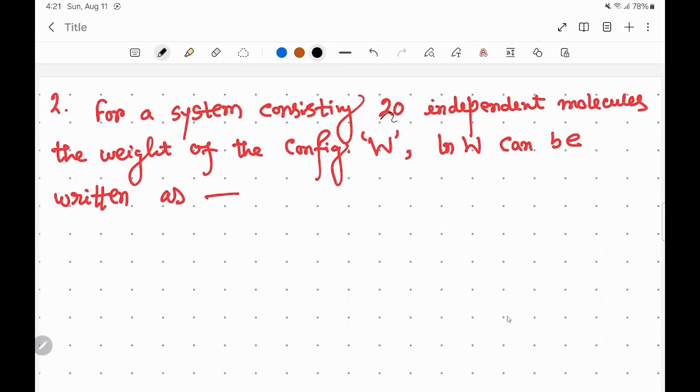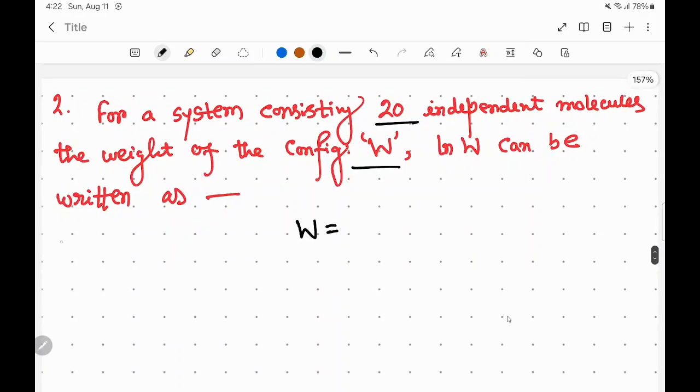So 20 independent molecules are there. So what will be the weight of the configuration? But the sum over N_i is not given. No, 20 is the number of molecules. The number of independent molecules is 20 and the weight of the configuration is W, but you know how to calculate W, right? How to calculate W? That is N factorial divided by the product over i of N_i factorial. This is the formula of W.